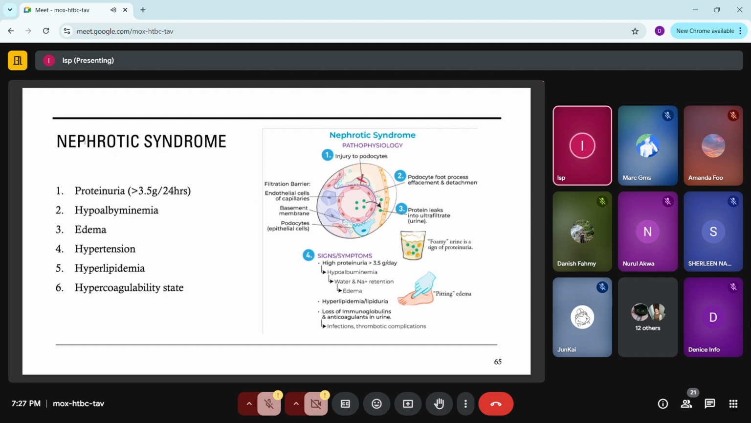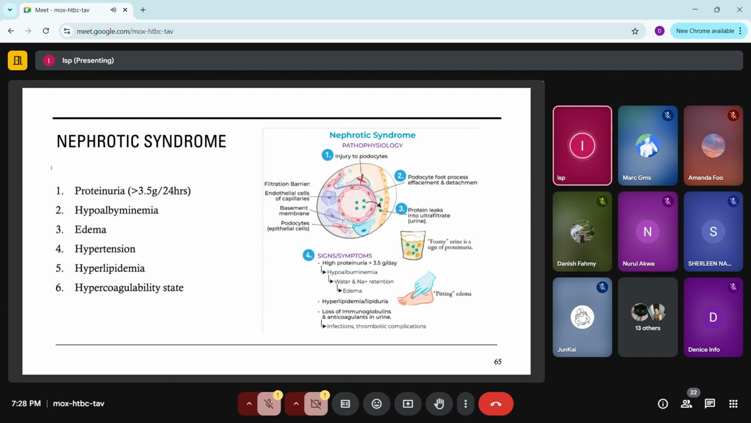There are a few criteria for you to fulfill nephrotic syndrome. One of them will be overt proteinuria. You need to quantify the proteinuria, which is a collection of 24-hour urine protein. The cutoff number is 3.5 gram per 24 hours. When your urine excretion contains more than 3.5 gram over 24 hours, that's called significant proteinuria that fulfills nephrotic syndrome.